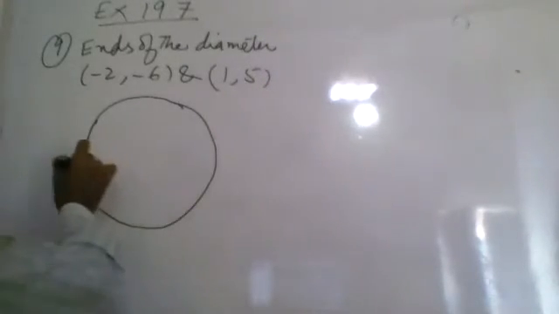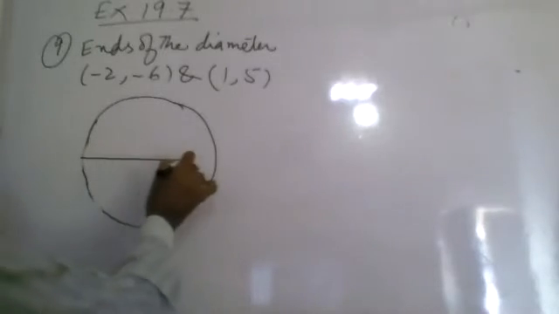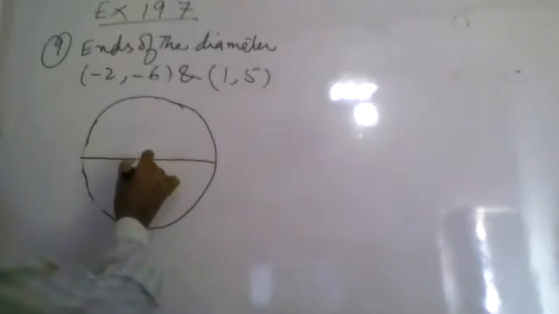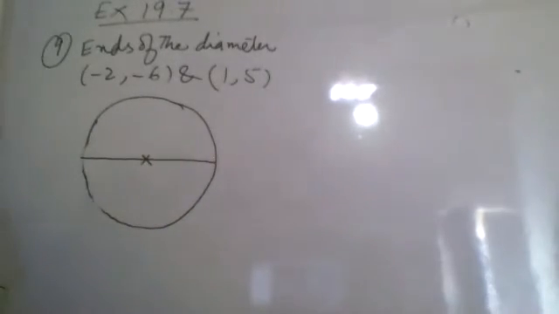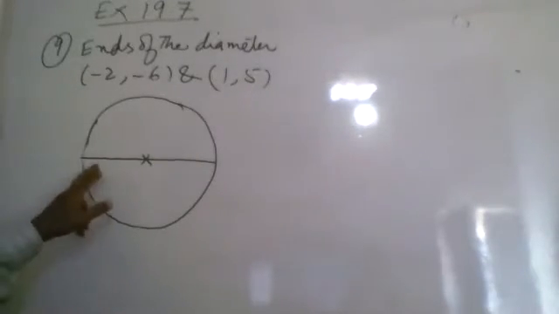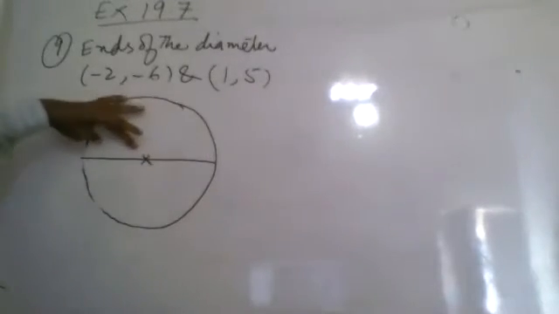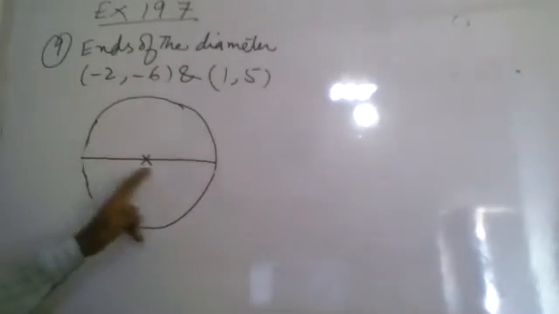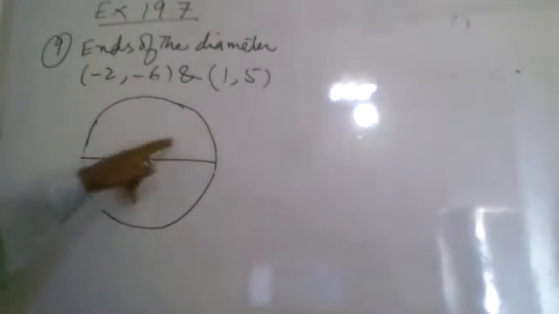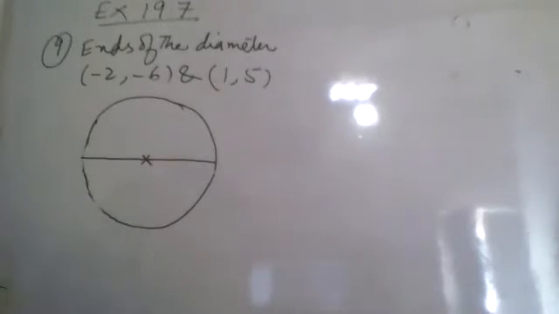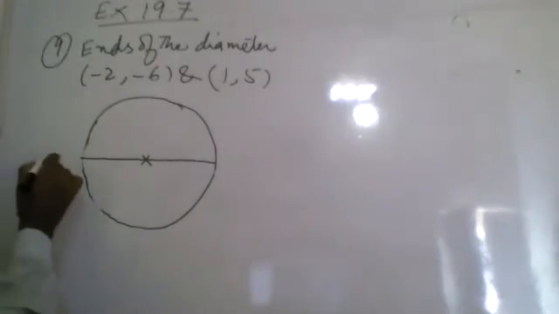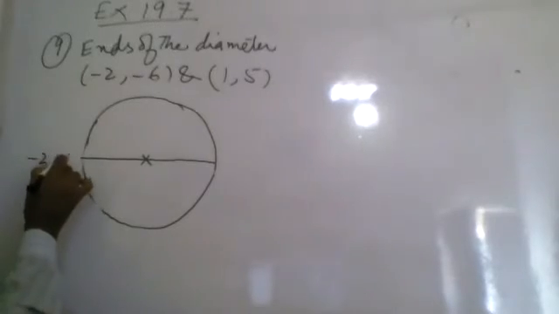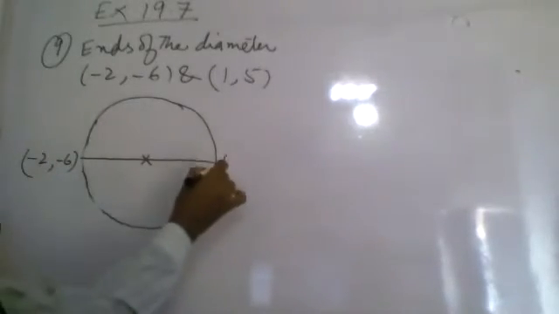Ends of diameter. The diameter is the one which is passing through the center. Diameter is 2 times the radius. This is the radius. So diameter is 2 times the radius and it is passing through the center. It can be like this, like this, or like this, but it is always passing through the center. So one point is this, (-2, -6), and one point is this, (1, 5).